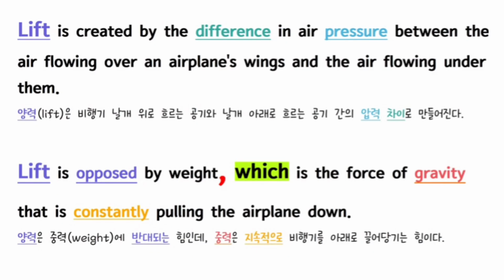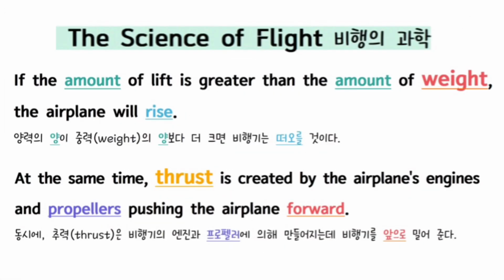Lift is created by the difference in air pressure between the air flowing over an airplane's wings and the air flowing under them. Lift is opposed by weight, which is the force of gravity that is constantly pulling the airplane down. If the amount of lift is greater than the amount of weight, the airplane will rise.